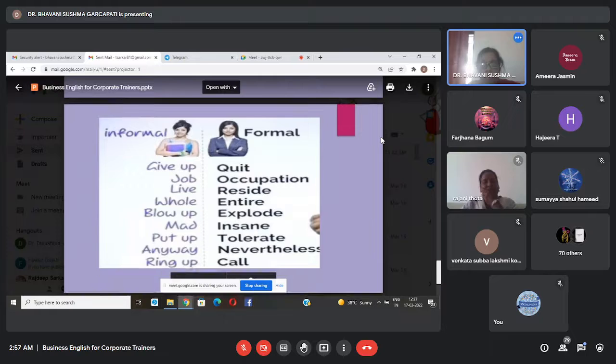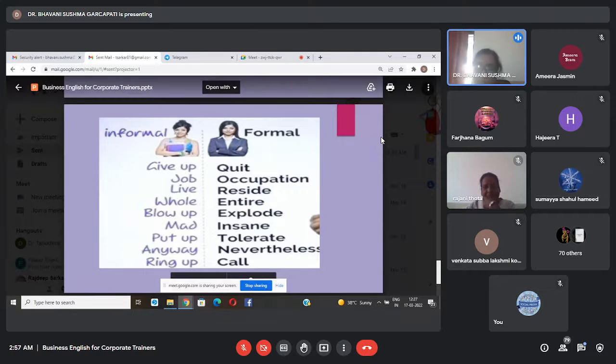So now this was the slide. So you can see informal as well as formal. So what type of words should be used in an informal manner as well as formal manner? Yes. So informal manner, I want to give up. We used to speak in an informal way. But before hierarchy, what type of word should be used? I want to quit from this position. I want to quit from this work. So such type of words should be used.